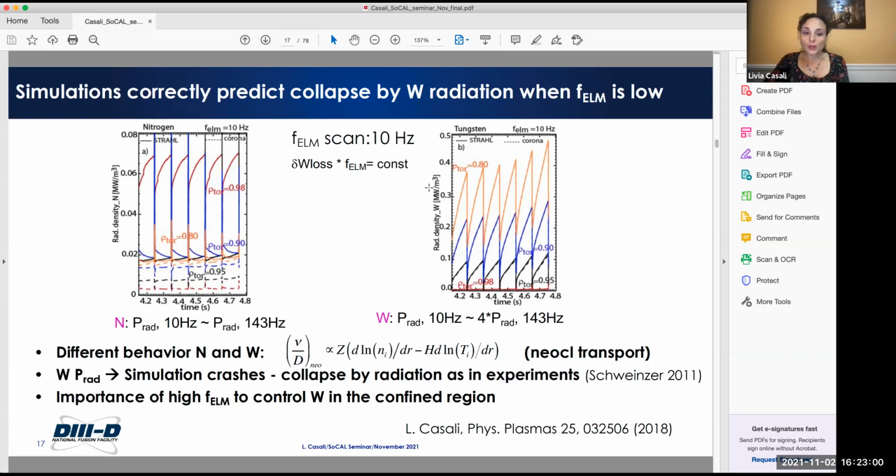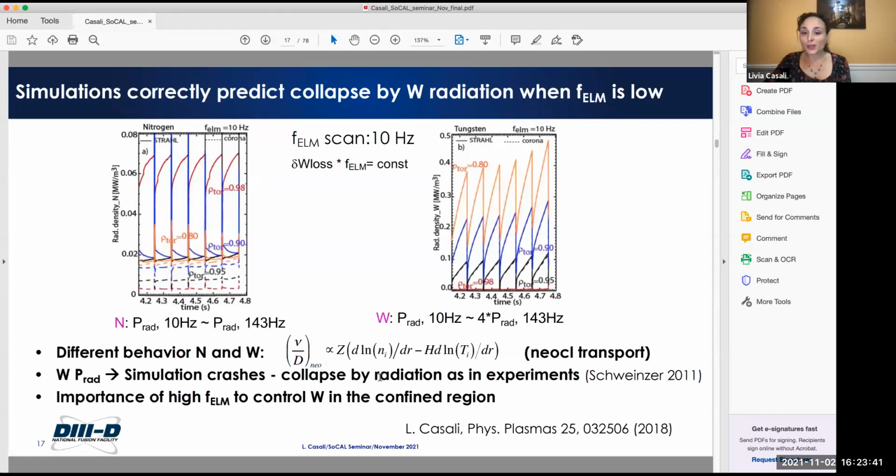And as we can see, this different behavior between nitrogen and tungsten can be explained in terms of profile peaking. This is driven by the neoclassical transport, which is proportional to the charge. And so practically at low ELM frequency, tungsten has time to develop a very peaked profile. And so the radiation, as we can see here, keeps on increasing until the simulation crashes because there is more radiation than the power source.